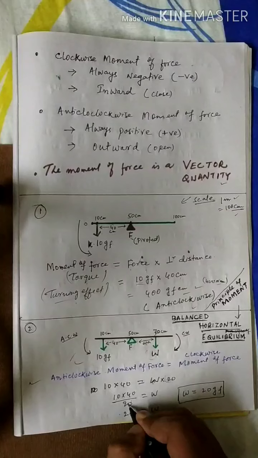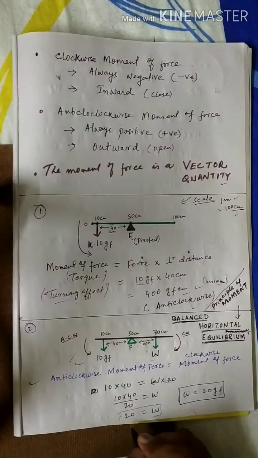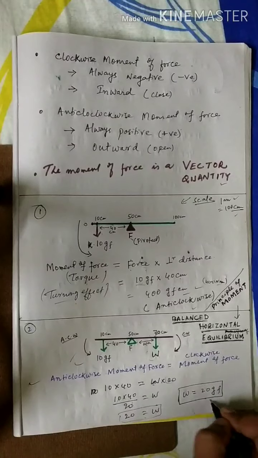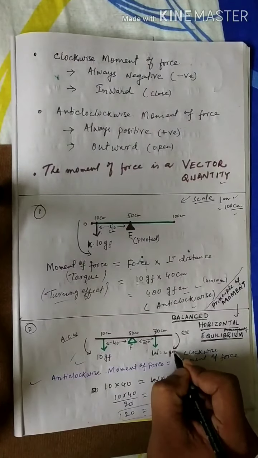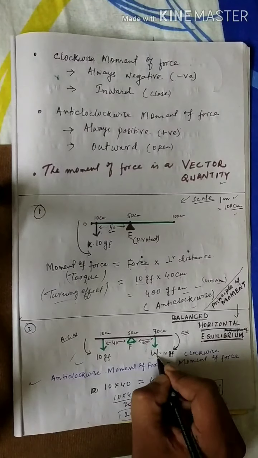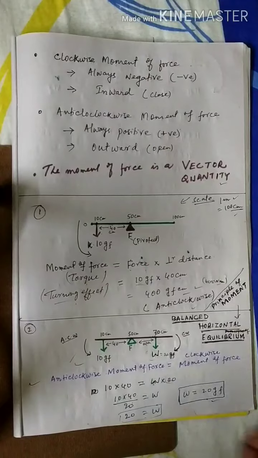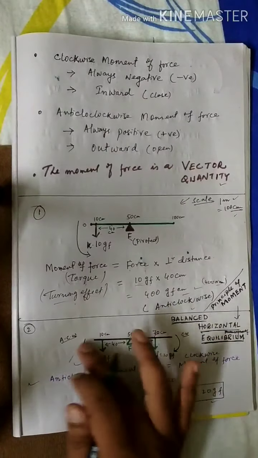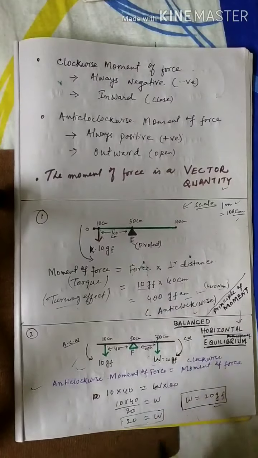So here all values are given. This 20 will go down. After calculating, we get W equal to 20 gram force. If you put it at 70 centimeters, at a distance of 20 from the fulcrum, this scale will be balanced. Clear? Hope you have understood.